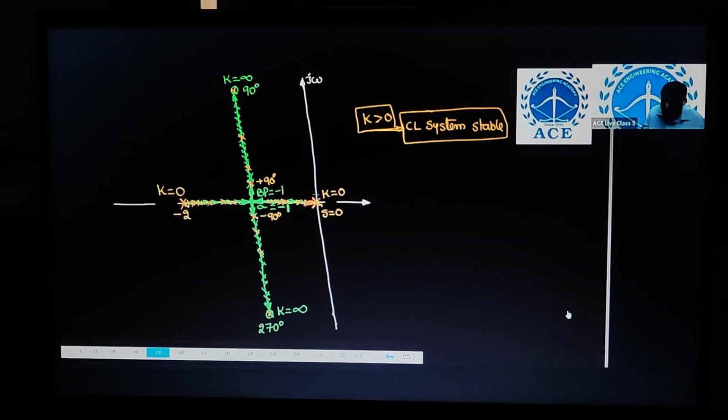We are finding closed loop stability and not open loop GH stability. It is a closed loop pole path, not an open loop pole path. So for all values of K greater than 0, this particular system is going to be stable. Is it clear, all of you?